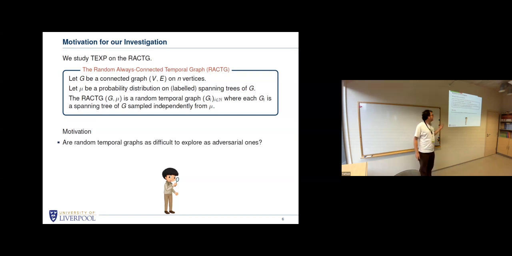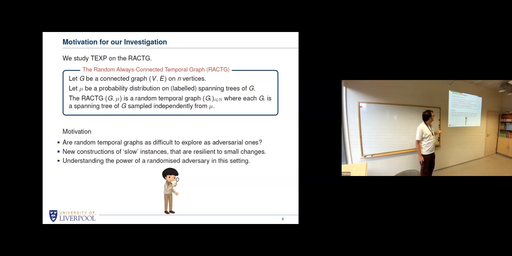So the main question is, are random temporal graphs as difficult to explore as the worst case, adversarial, deterministic ones? Also the hope is that we might come up with some new constructions of slow instances that are resilient to small changes, essentially. And then also just understanding the power of a randomized adversary in this setting.